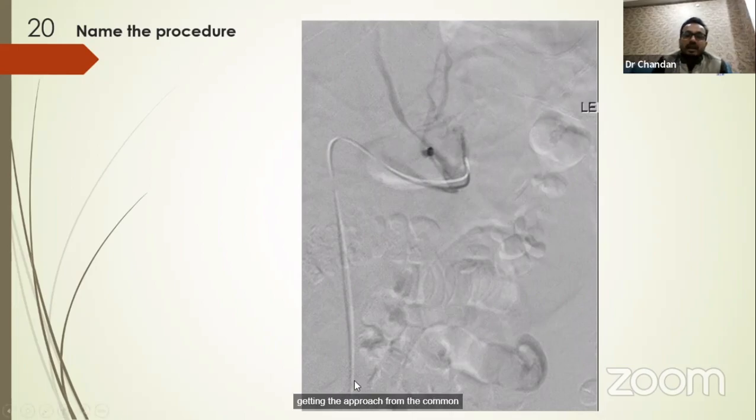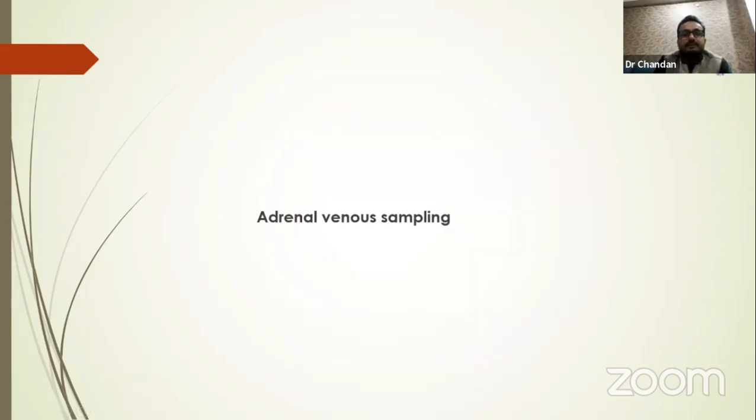For adrenal venous sampling, the approach is from the common femoral vein. After puncturing, we introduce the catheter and the guide wires in the common femoral vein through the IVC. This is the area of the IVC, and here is the left renal vein course, and here is the left adrenal vein course. So this is the classical picture of the left adrenal venous sampling.